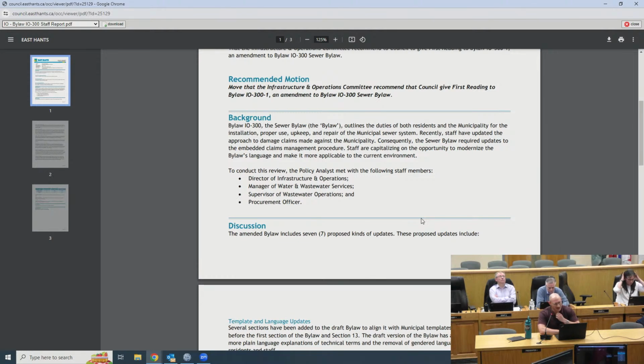Bylaw INO 300 outlines the duties of both the residents and municipality for installation, proper use, and upkeep of the municipal sewer system. To conduct this review, staff held meetings with the Director of Infrastructure and Operations, Manager of Water and Wastewater, Supervisor of Wastewater Operations, and the Procurement Officer.